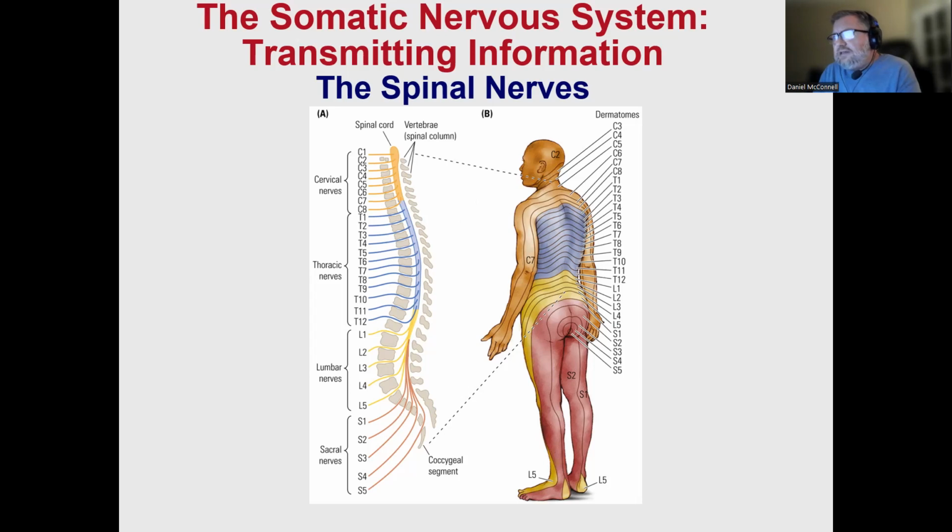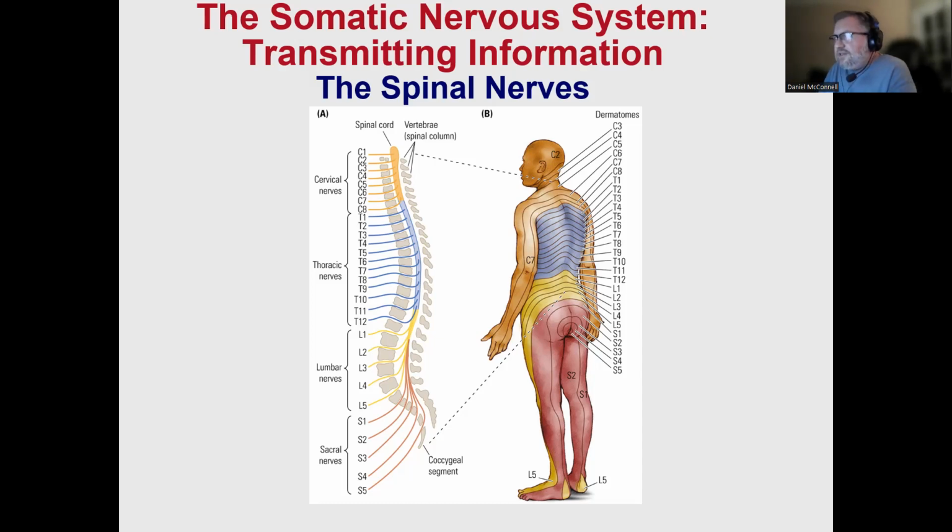So you have the 8 cervical nerves, and then below that we have the thoracic spine. And so we have then 12 thoracic nerves. And then the lumbar spine gives us the 5 lumbar nerves. And then we have the sacral spine, which has 5 nerves as well.